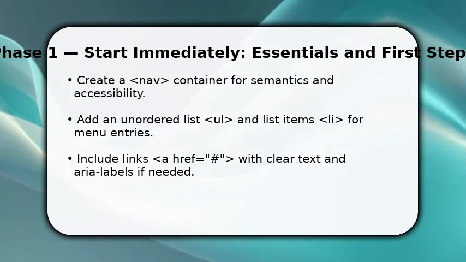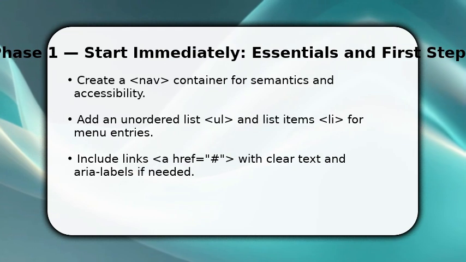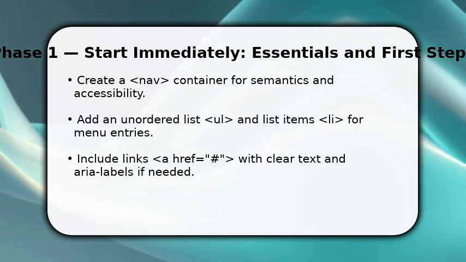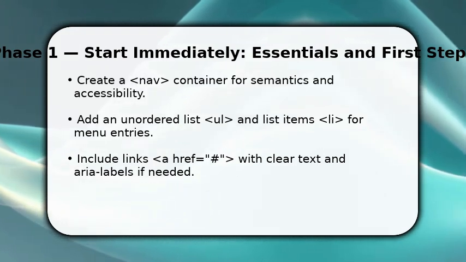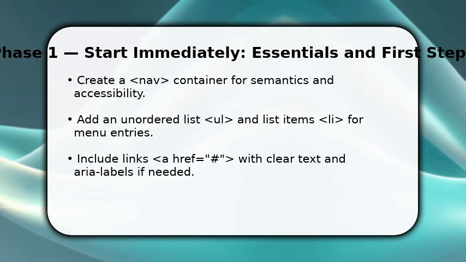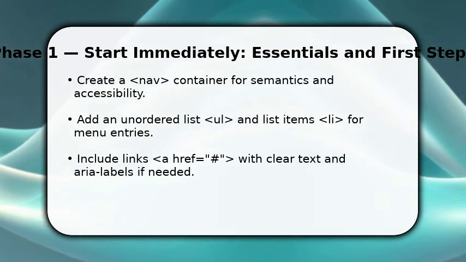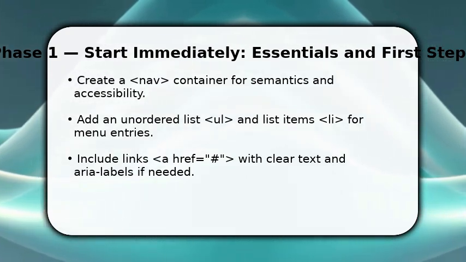Once done, give each link meaningful text and an href, even if it's a placeholder like hash. Make sure to add aria-labels on the nav if the menu isn't self-explanatory, because accessibility matters. This helps users and search tools understand your navigation.